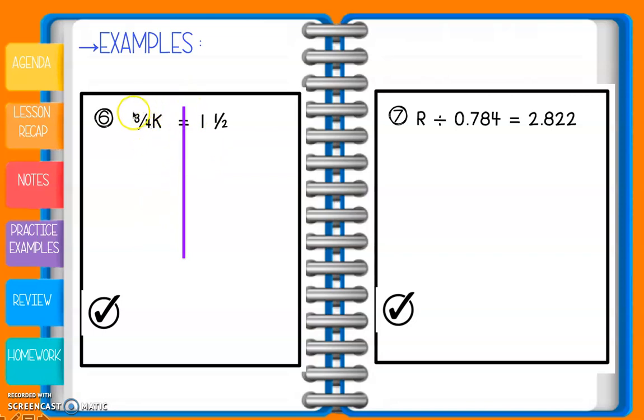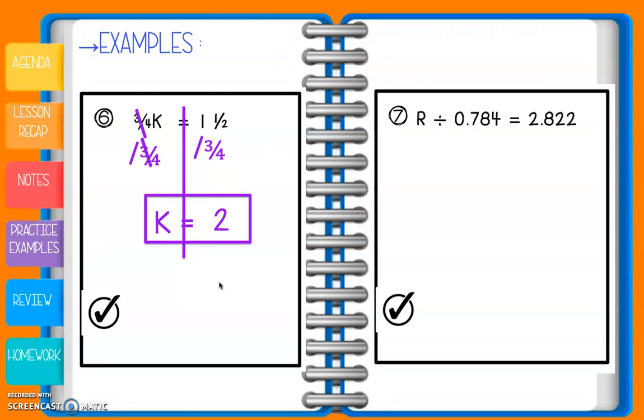And I know to get rid of or to cancel out 3/4 times K, I'm going to have to divide by 3/4. So whatever I do on the left, I have to come over here and do the exact same thing on the right. And here we have a times by 3/4 and a divide by 3/4. So those are opposites, so they're going to cancel each other out, and I'm left with just my K. And then I have 1 1/2 divided by 3/4. Again, we can use our calculator to help us solve this, so I'm just going to type it in my calculator, 1 1/2 divided by 3/4, and we get K equals 2. Okay, so our solution is K equals 2.